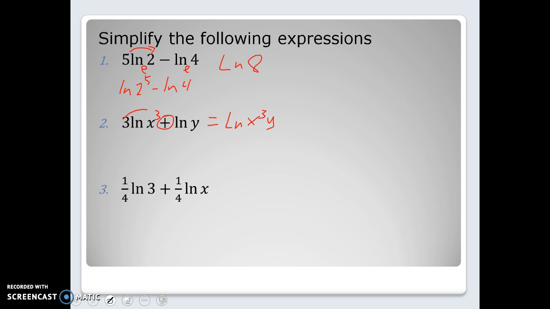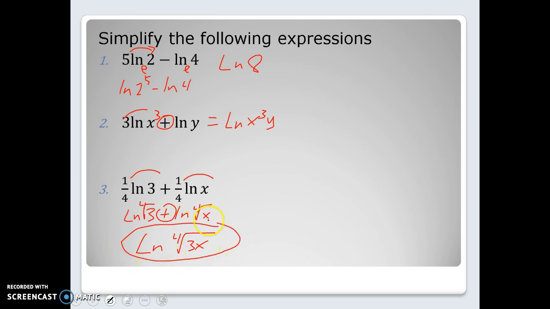Third situation here, we have the 4th root of both of these. I could start with the natural log of 3 to the 1/4 power, or I could just say it's the 4th root of 3, plus the natural log of x to the 1/4 power, or the 4th root of x. But because I'm adding, I can write this as a single logarithm and say it's the natural log of the 4th root of 3x. And so you can see, first of all, that those properties of logarithms apply in this situation with natural logarithms.